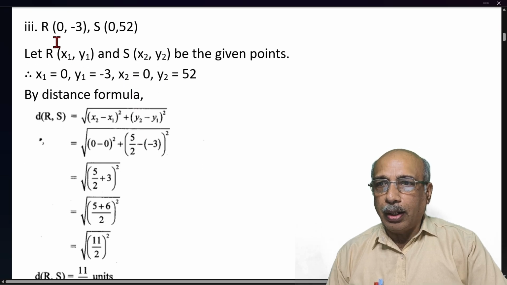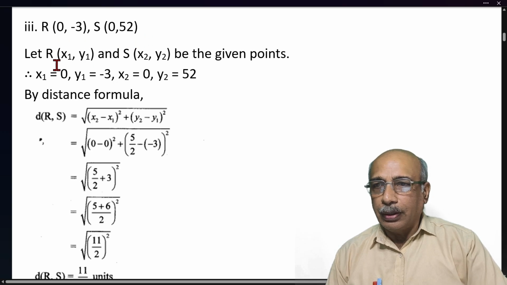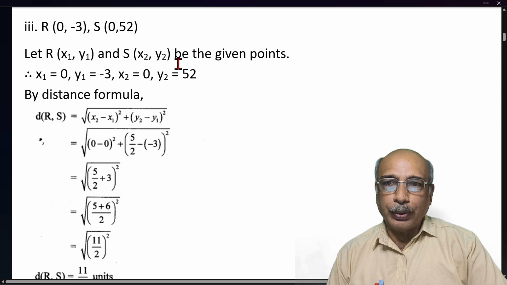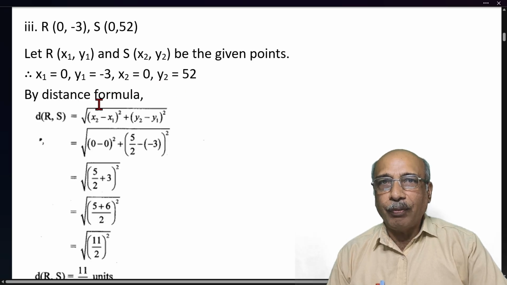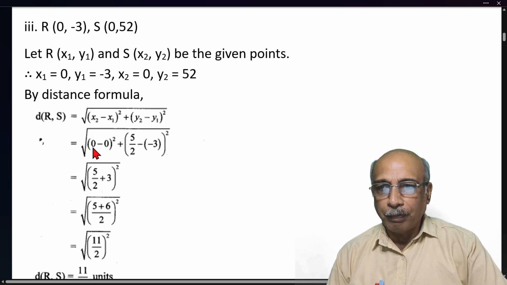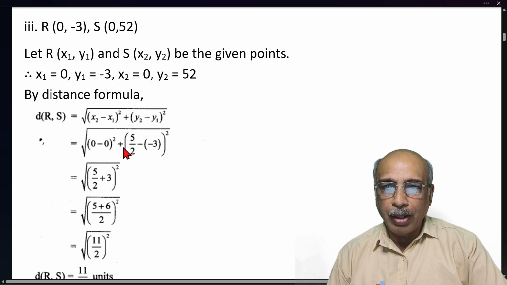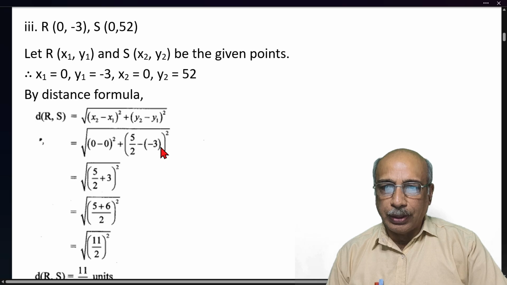Third problem. Coordinates of R are (0, minus 3). S is (0, 5 by 2). That is 5/2. Let R (x1, y1) and S (x2, y2) be the given points. Therefore, x1 equals 0, y1 equals minus 3, x2 equals 0, y2 equals 5/2. Therefore, by the distance formula, distance RS equals root of (x2 minus x1) whole square plus (y2 minus y1) whole square. Now here you see the x coordinate for both the points is 0 only.